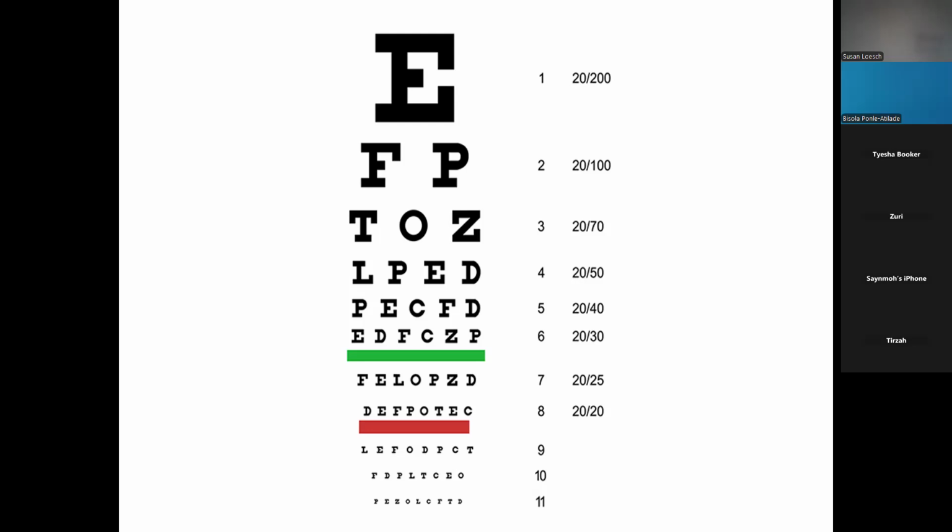If someone has 20/50 vision, it means they have to be 20 feet away to read a line from the chart that someone with normal vision could read from 50 feet away. This helps us prescribe corrective lenses and restore vision.